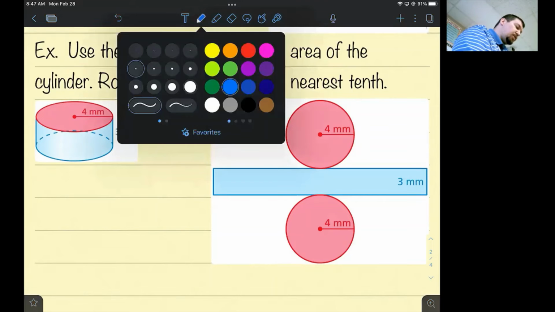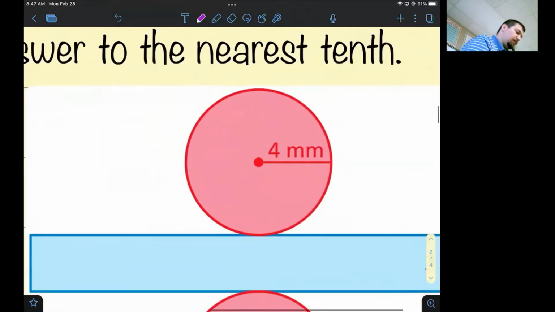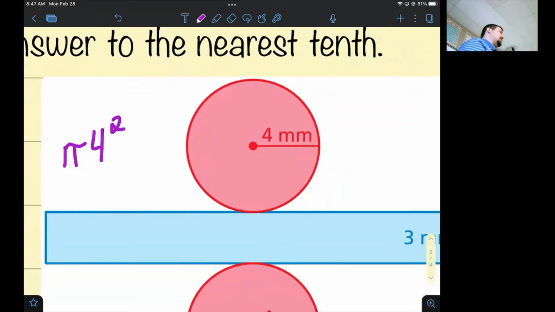Why don't we start with our 2 circles? To find the area of a circle, we do pi times radius squared. Pi times radius squared. Now, Maddie Yentes, is the 4 millimeters we have here the radius or the diameter of the circle? It is the radius. That's what we want to use then. So pi times 4 squared. Maddie, tell us what pi times 4 squared is. Remember, she has to square the 4 first before timesing by pi.